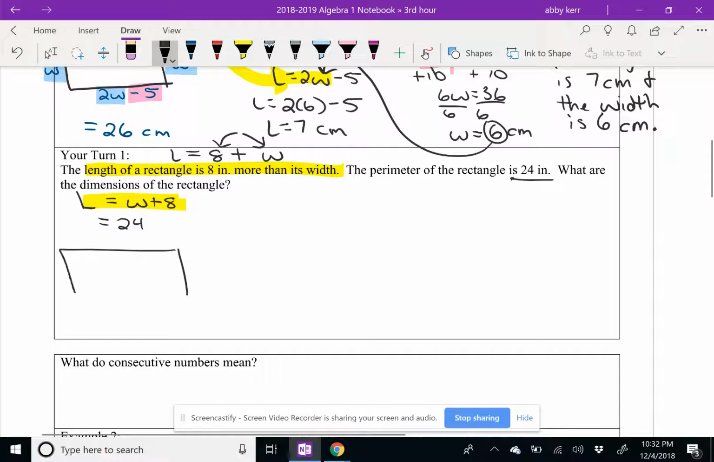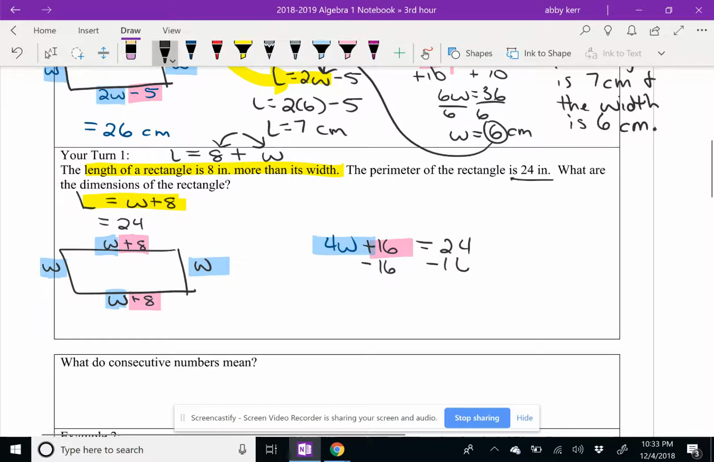So once again, I'm going to draw my rectangle. My two sides are always going to be W. Now I have W plus 8 over here, W plus 8 over here. The top and bottom are the same because it's a rectangle. So then we just combine like terms. We have W plus W plus W plus W gets me that 4W. And then we have that plus 8 plus 8. 8 plus 8 gets you that 16 equals the total 24.